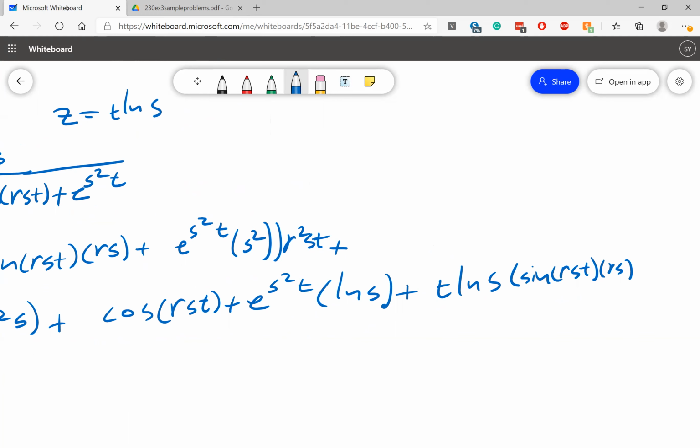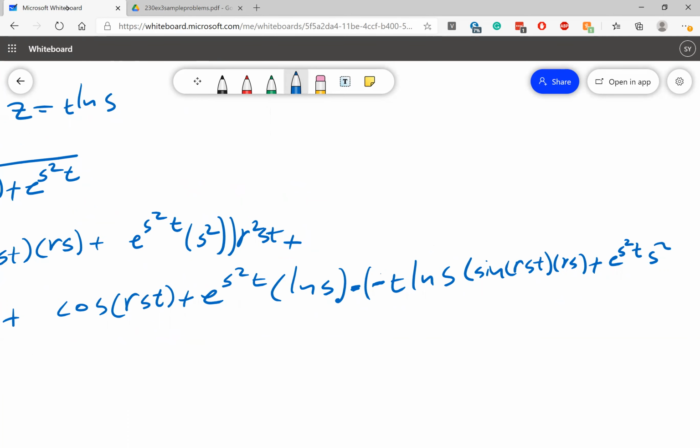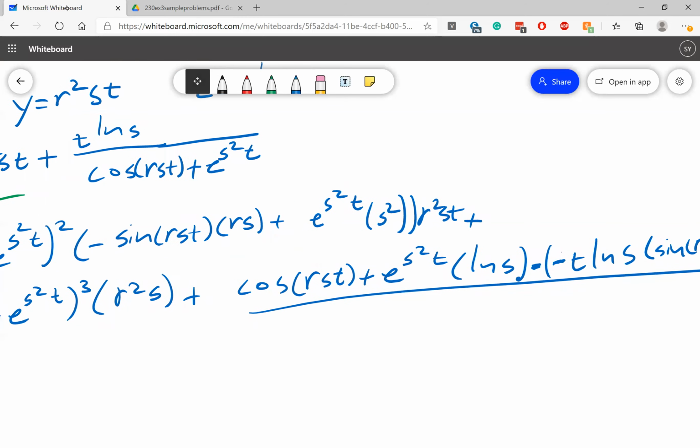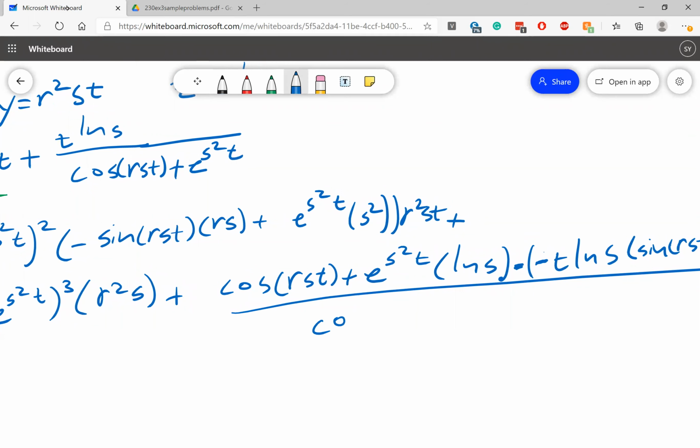second, okay, so then let me keep this as minus, and then I have a minus over here, and so plus e^(S²T) times S squared, and okay, all of this over the bottom part squared, cosine(RST + e^(S²T²)). So this would be the answer.